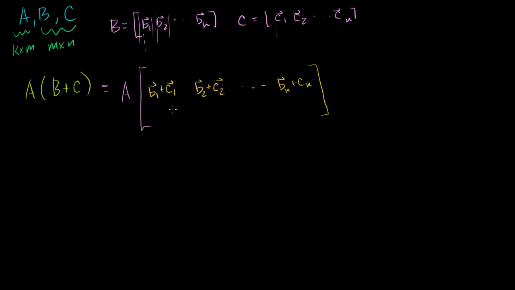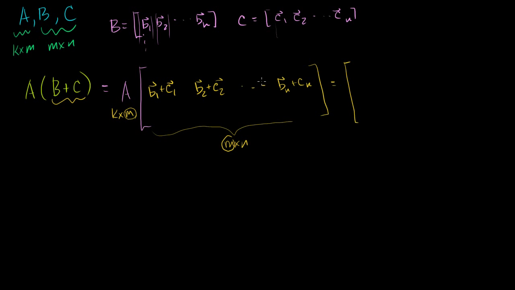Now, by our definition of matrix products, this product right here is going to be equal to the matrix where we take the matrix A and multiply it by each of the column vectors of this matrix here, B plus C, which, as you can imagine, are both m by n. In fact, they both have to have the same dimensions for this addition to be well defined. So this is going to be an m by n matrix. I already told you that A is a K by M. And we know this is well defined because A has the same number of columns as B plus C has rows.